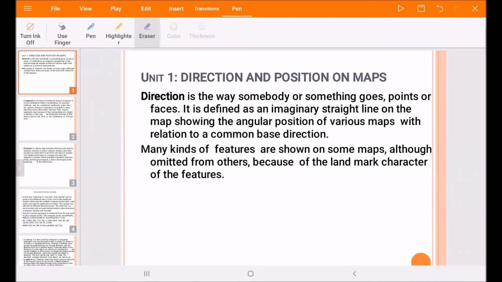Planar representation means the spherical shape of the earth is changed into a flat piece of paper, or the three dimensions are changed into two dimensions, length and width. Again, vertically above: you have a lot of views, side view, vertical view, front view. The vertical view gives us a clear picture of an area. So this is the definition of a map.